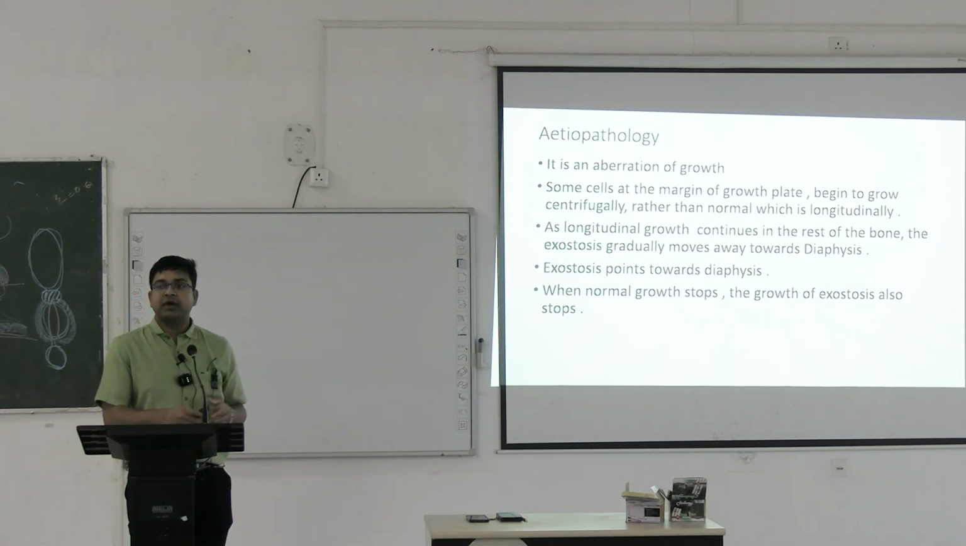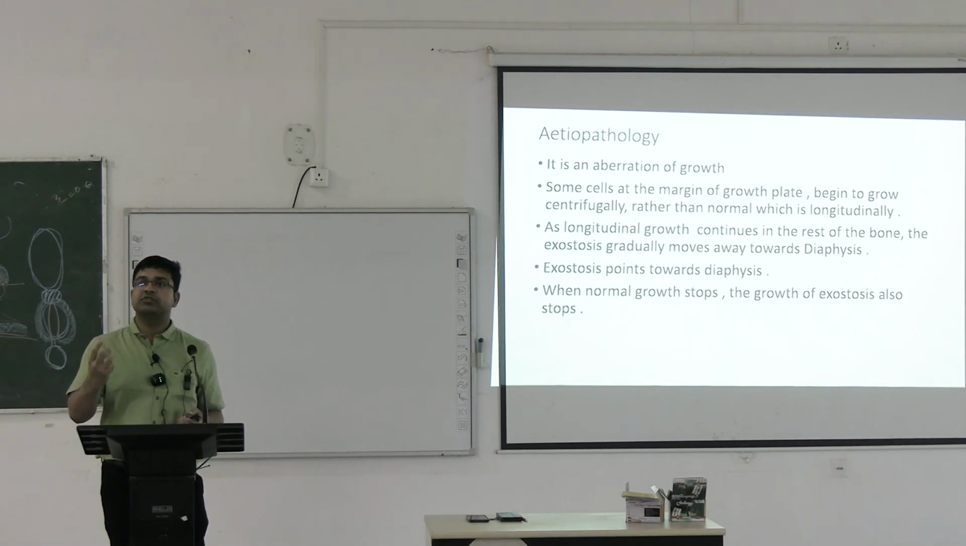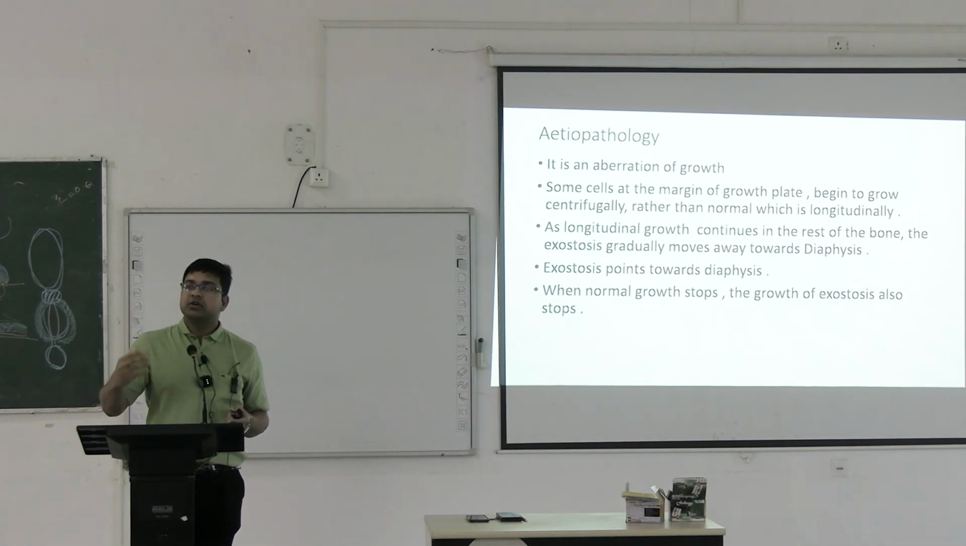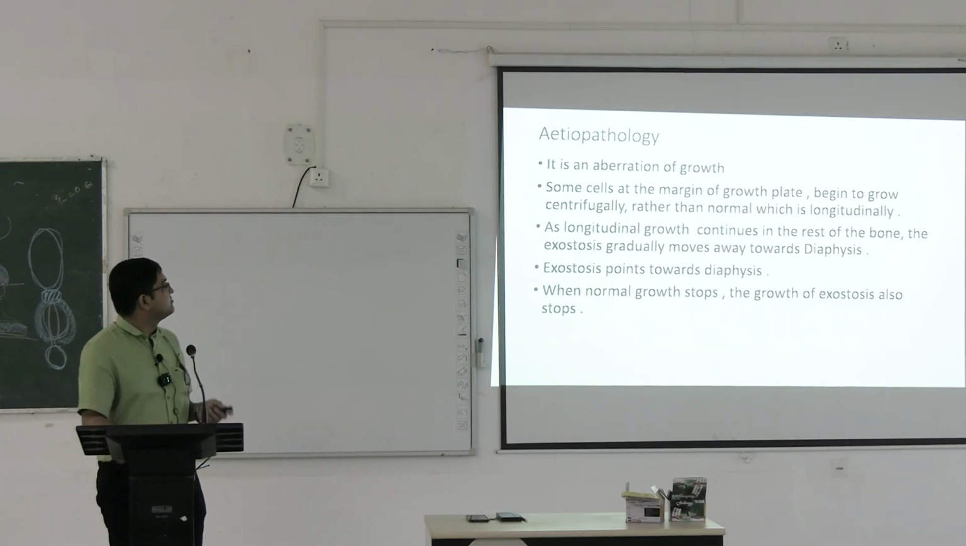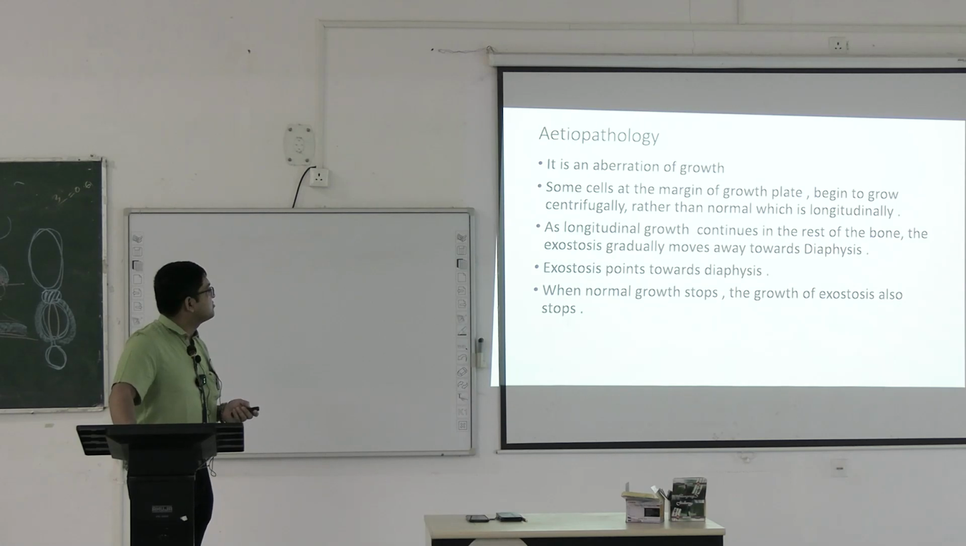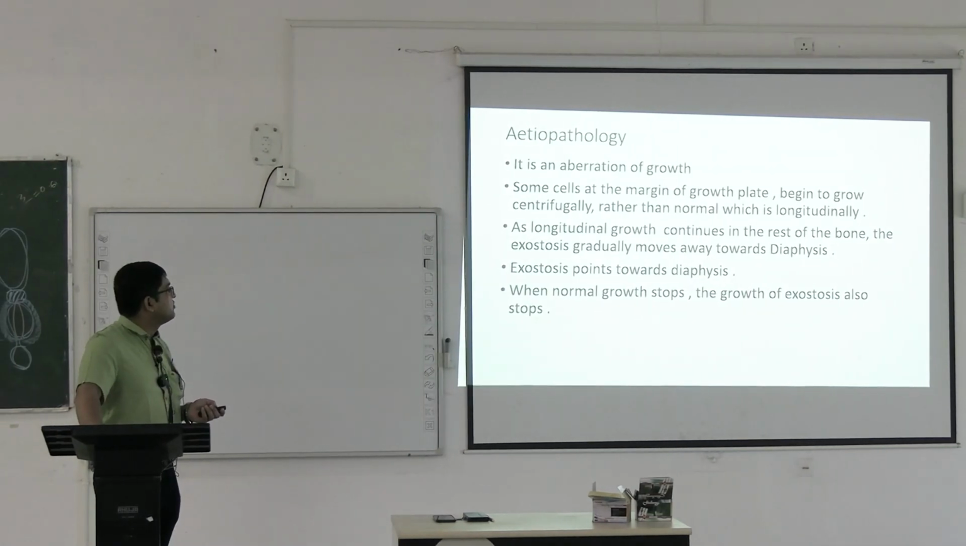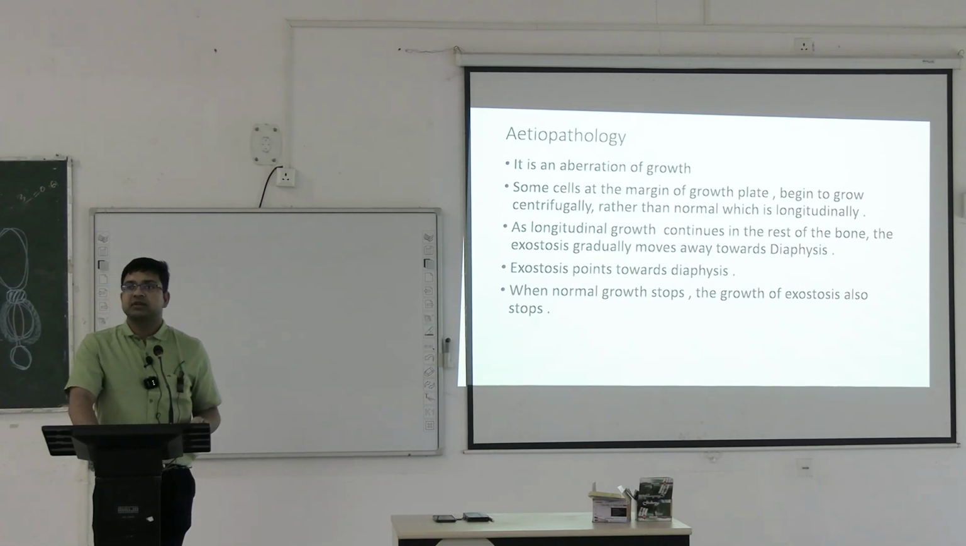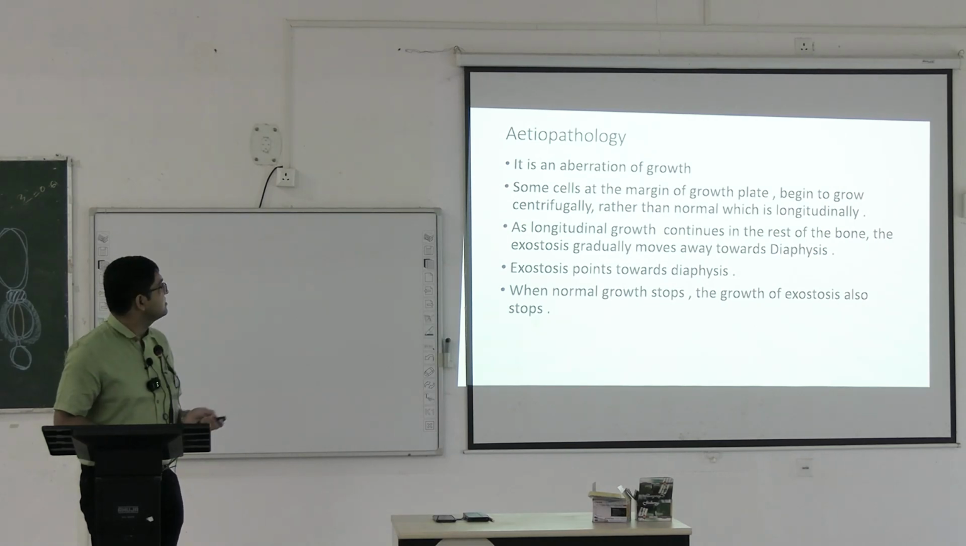As the longitudinal growth continues in the rest of the bone, the exostosis gradually moves away towards the diaphysis. So the growth of exostosis actually started from the growth plate. But when longitudinal growth of the bone occurs in normal fashion, the exostosis moves away towards the diaphysis. I will tell all the details later. Exostosis points towards the diaphysis, and when the normal growth stops, the growth of the exostosis also stops. It does not grow after the maturity of the skeleton. Did you understand that? Okay.